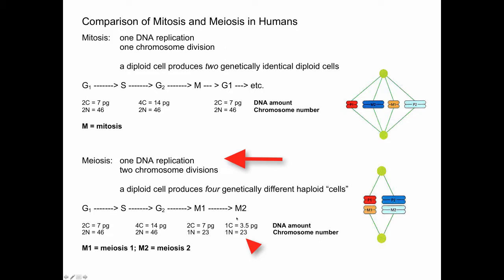Second meiotic division, 3.5 picograms of DNA, still 23 chromosomes. And it is because at metaphase 1, the chromosomes are behaving as homologous pairs. They're synapsed with each other. So just to remind you, mitosis 1 to the 46 is 1, meiosis 2 to the 23rd, a really big number.